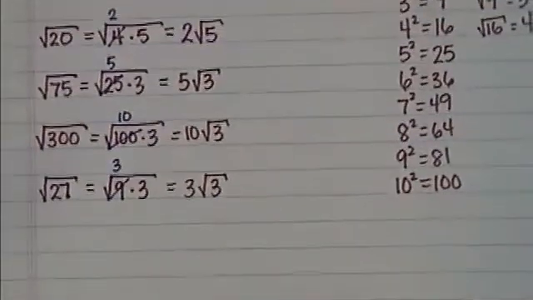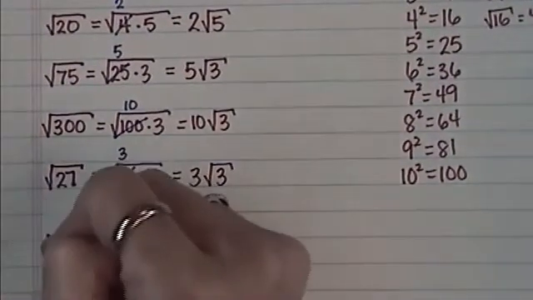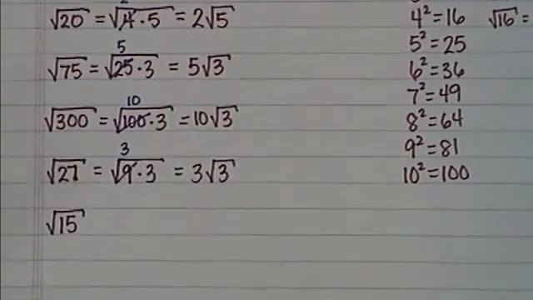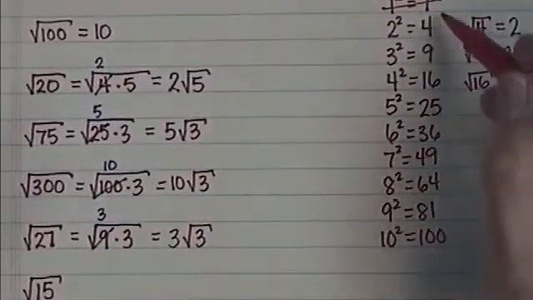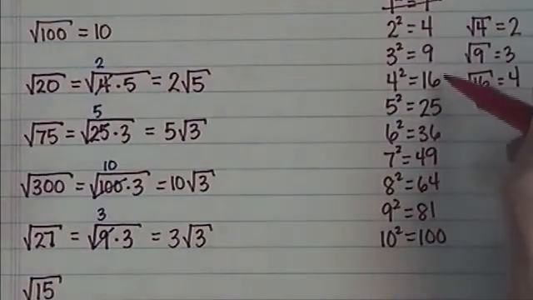All right. So I'm going to do one. It's kind of a challenge one. Well, hold on. Let's see. All right. Let's see what you can do with this one. The square root of 15. All right. Look down through that list. You're looking for something that when multiplied by something else gives you 15.